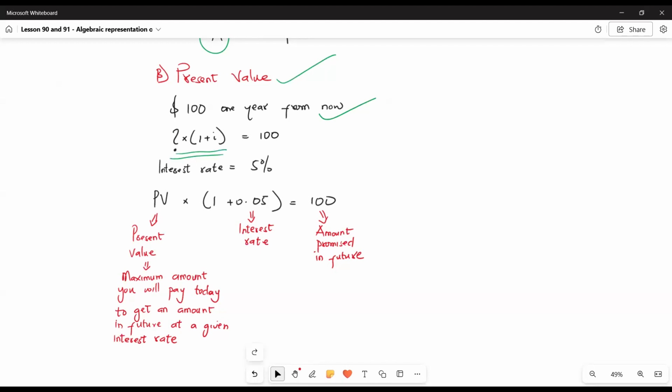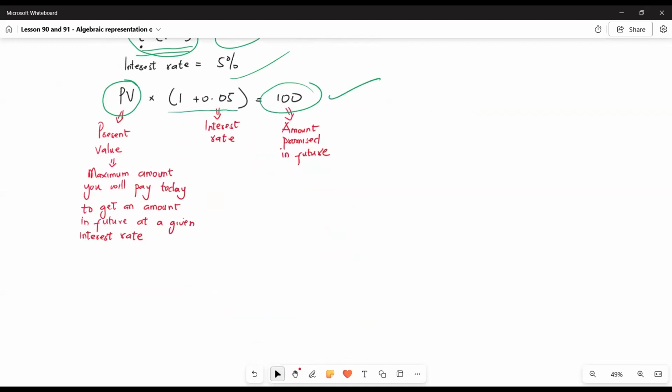To find this amount, given the annual interest rate I, you must find the number that, when multiplied with 1 plus I, will be equal to the $100 that is promised in the future. So if we assume a 5% interest rate, then algebraically, the present value can be written as the maximum amount of money that you'll be willing to pay to get the $100 in future, multiplied by 1 plus the interest rate, being equal to the money you are promised in the future. So then the idea is, when you're determining the amount that you should pay for that promise in the future, you should also take into account the given interest rate.